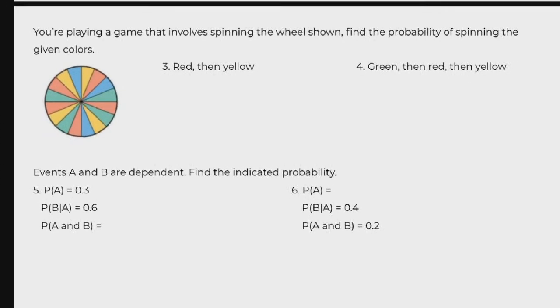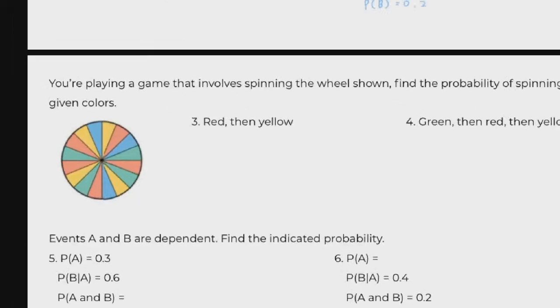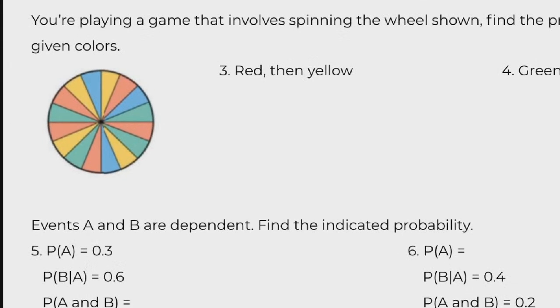Next, we're playing a game that involves spinning the wheel shown. Find the probability of spinning the given colors. So when you're spinning a wheel, all of the events are going to be independent because you could spin a blue the first time and that won't have an effect on the second time you spin it because everything will still have the same likelihood of happening.